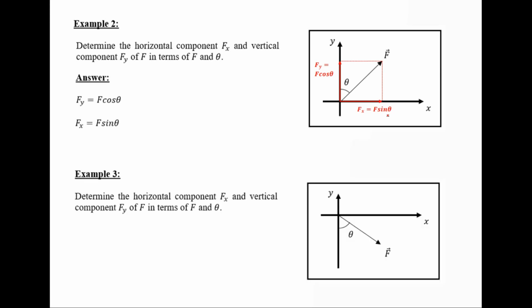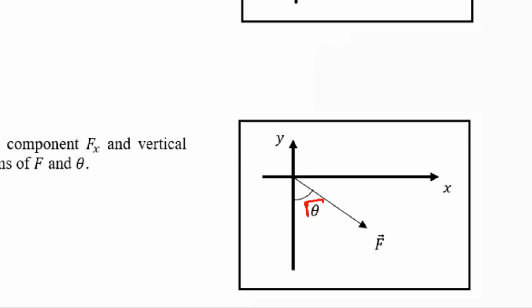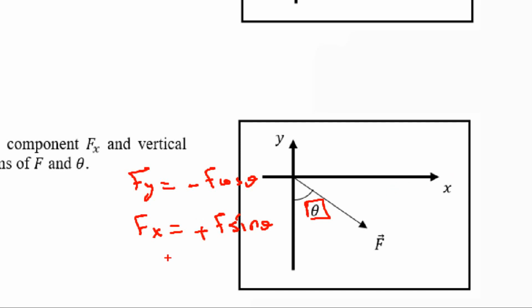Example 3: determine the horizontal component Fx and vertical component Fy of F in terms of F and theta. Theta in this case is the angle with the vertical, then Fy would be F cosine theta. But notice that in this case F is in the negative direction of the y component, so that would be minus F cosine theta. If Fy is given by cosine theta, then Fx is given by F sine theta, up to a plus or a minus sign. Since F is pointing along the positive direction of x, that would be plus.